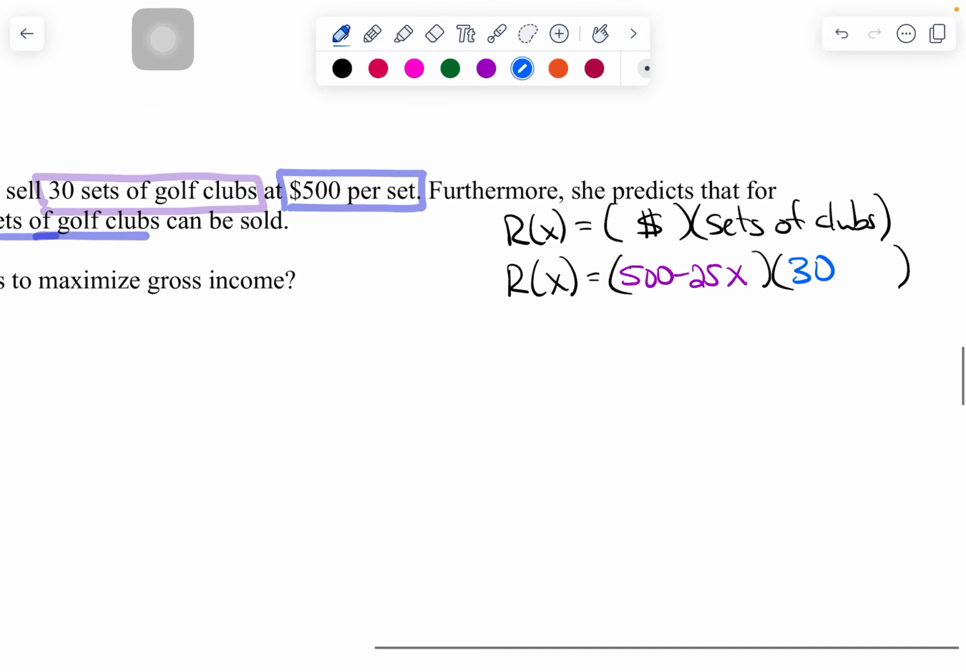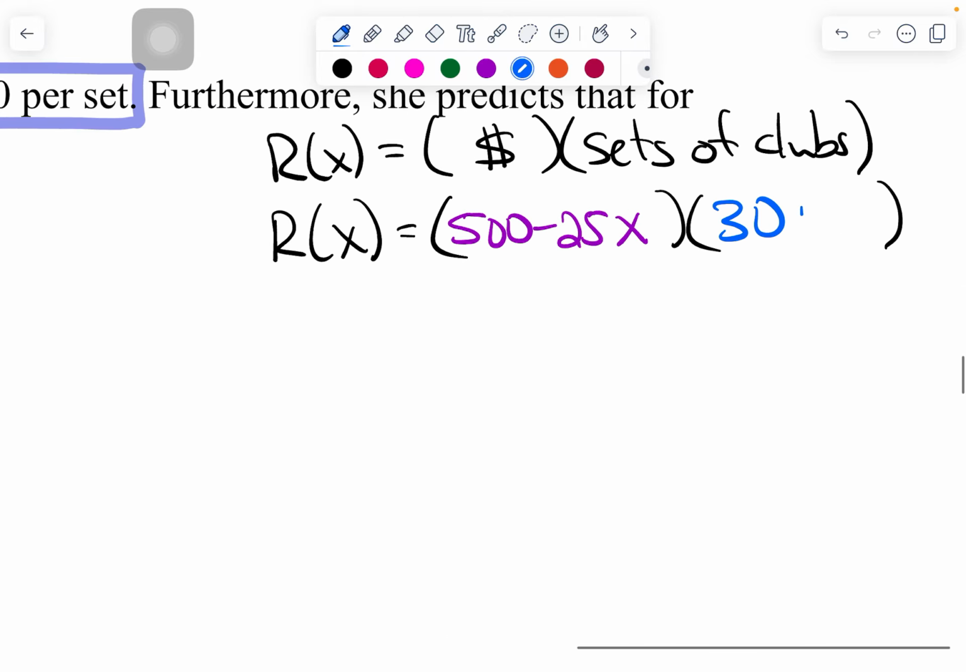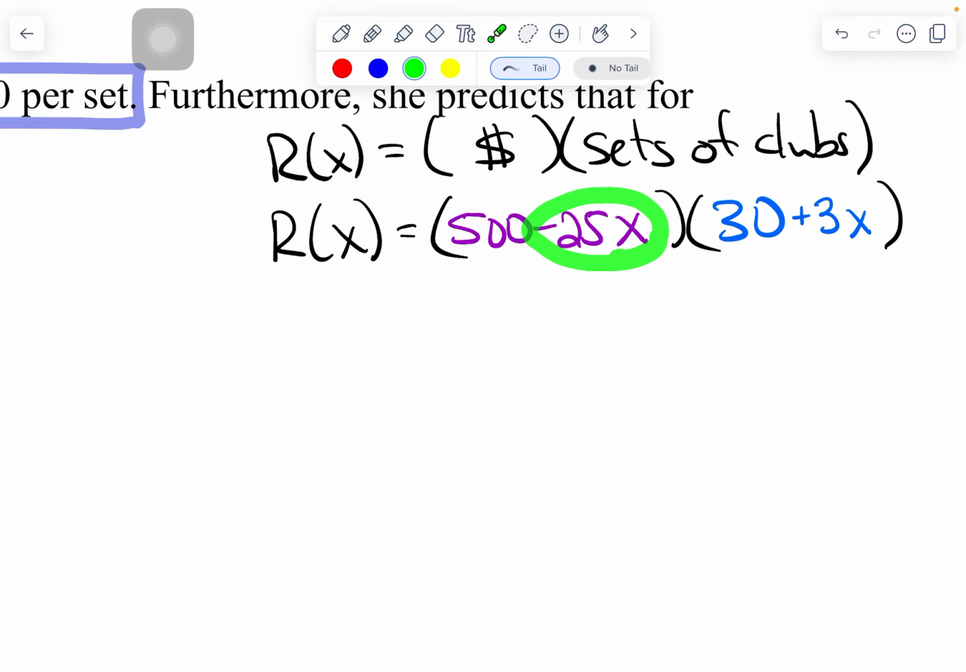Okay, and then the number of golf clubs, we're going to sell 3 extra sets of golf clubs. So plus 3X. And the reason you have an X here is because every time I change the price, I also have to change the amount of clubs sold. All right, so both of those are going to work hand in hand.